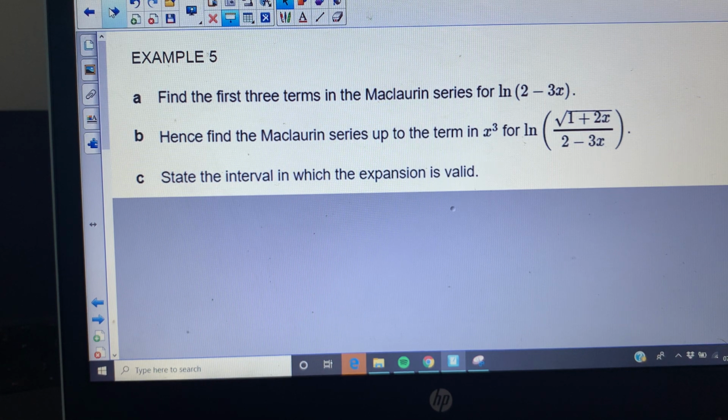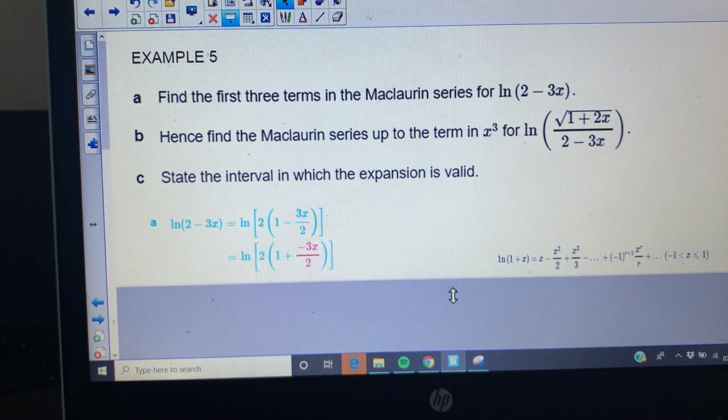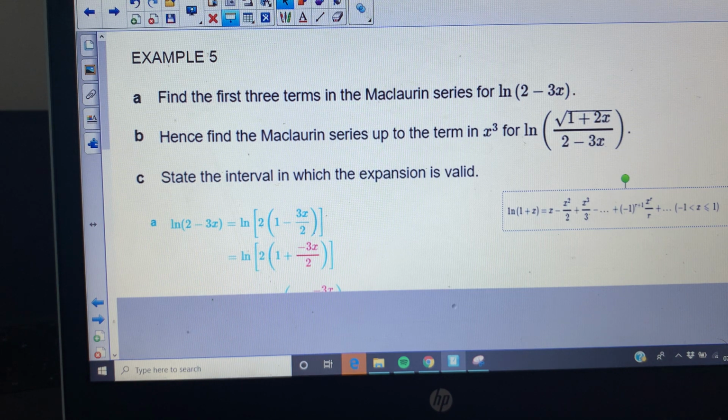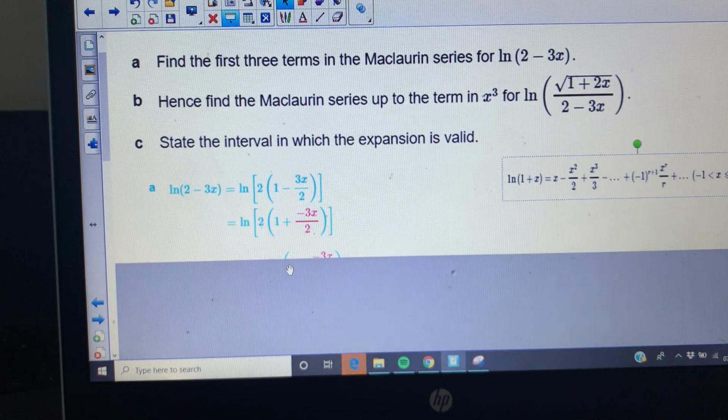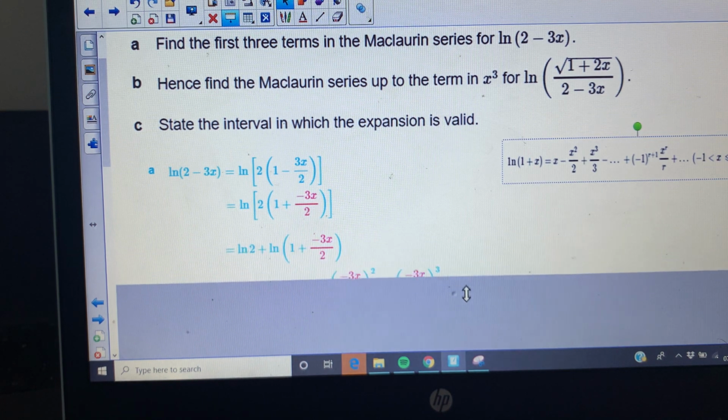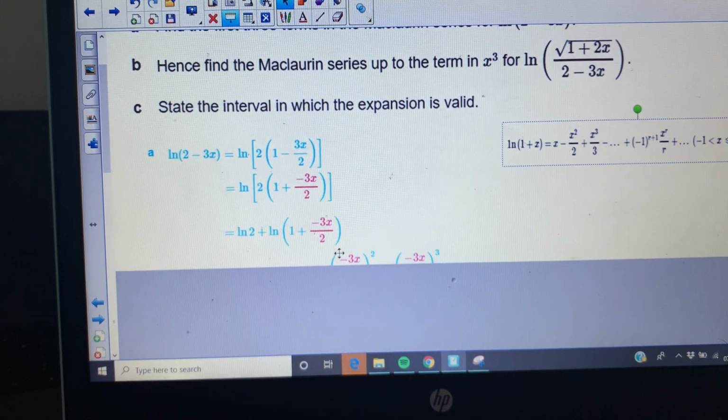Right, harder example. Find the first 3 terms of the series for ln(2 - 3x). Now you know you can't use your expansion there, so you're going to have to take out a factor of 2. So there's your expansion that you're going to use. So taking out a factor of 2, and they're writing it a bit neatly there to make it easier to spot what you've got to substitute. And then using laws of logs, that becomes ln 2 + ln(1 + (-3/2)x).